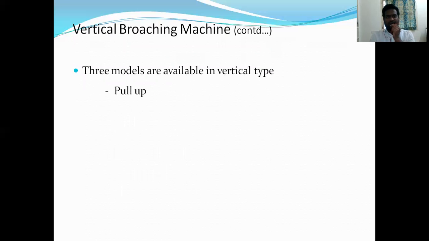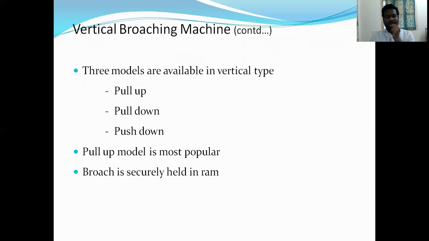Three models are available in the vertical type: pull up, pull down, and push down. The pull up model is the most popular. So in vertical broaching machines, different models are available: pull up, pull down, and push down. Of these, the pull up model is most popularly used, the broach is securely held in the ram, and it occupies less floor space.